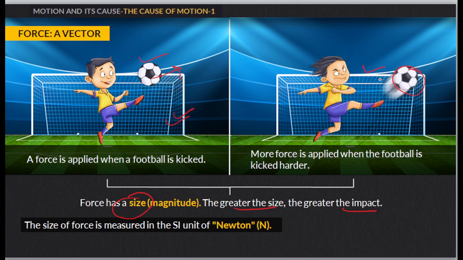But in this case, if we are hitting it harder, the size or the value or the magnitude of force is greater, so its impact is greater as well. That is, the ball is moving faster when we are applying more force. So this means that force has a size or a magnitude. The greater the size, the greater the impact. So the size of force is measured in Newton, like we measure weight in kilogram, length in meter, kilometer. Similarly, force is also measured, and its unit is Newton, which we represent by capital N. This is the SI unit of force.